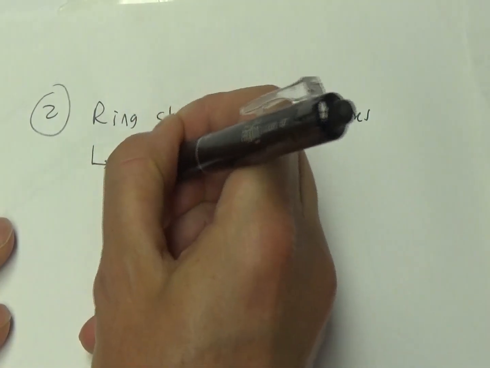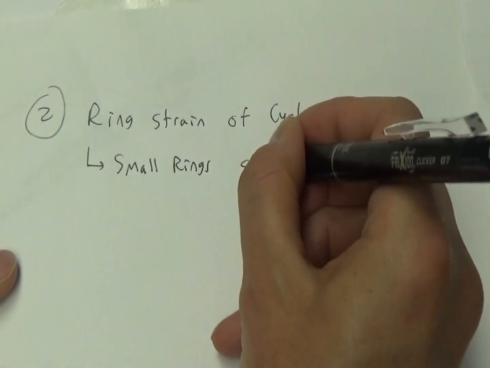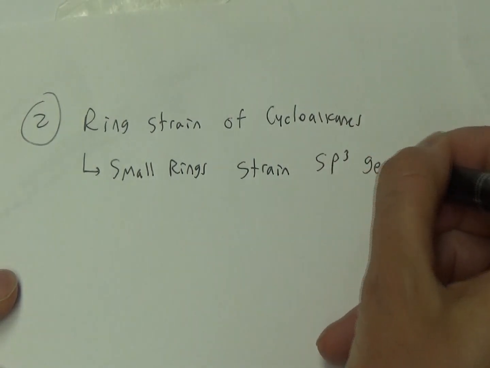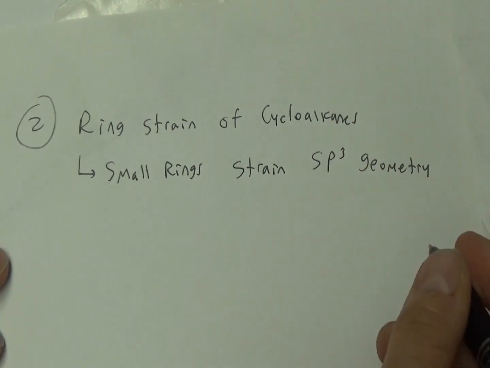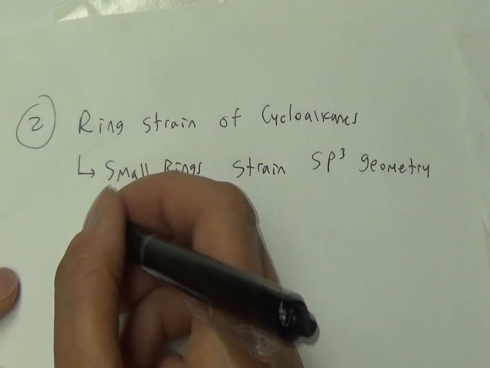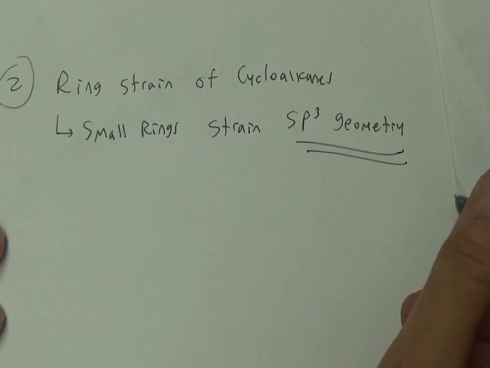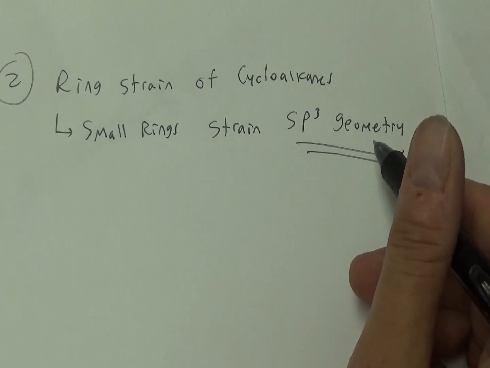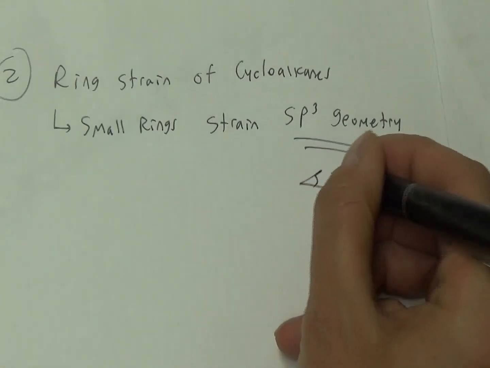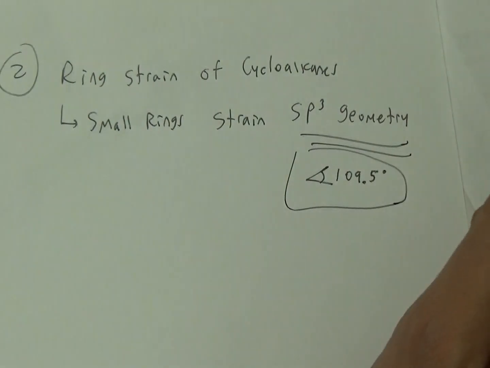Small rings in particular strain the sp3 geometry. Okay, so what is the normal sp3 geometry? What's the normal bond angle for sp3, like in methane? What do you think? It's roughly 109.5. So the normal bond angle is 109.5.